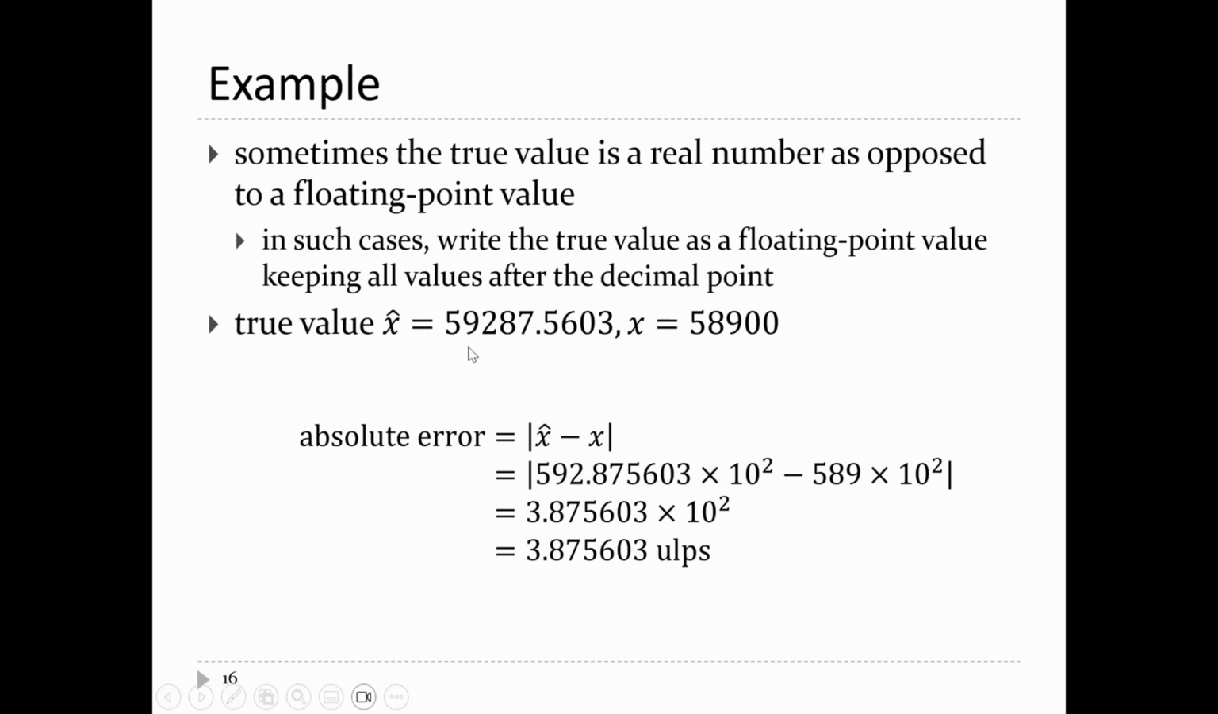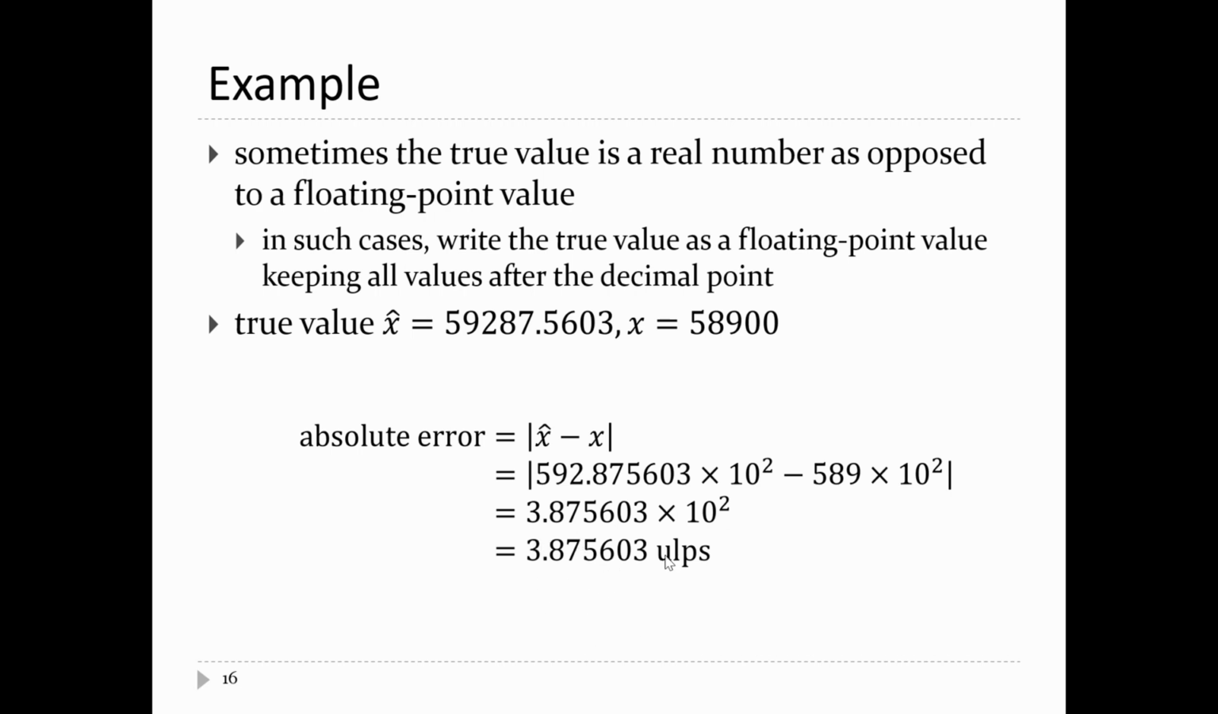So you write down, in this case, I'm using this giant number here. I'm going to write it out in our floating point format, but I'm going to keep all of the digits after the decimal. You only do this for the true value. So for your true value, I'm now going to write out 592.87 blah, blah, blah, so I'm using more than three significant digits here. For your second value, though, you write it out correctly in our floating point format, keeping only three digits, so that's 589 times 10 to the 2. Now you do your difference, and it's 3.8 blah, blah, blah.